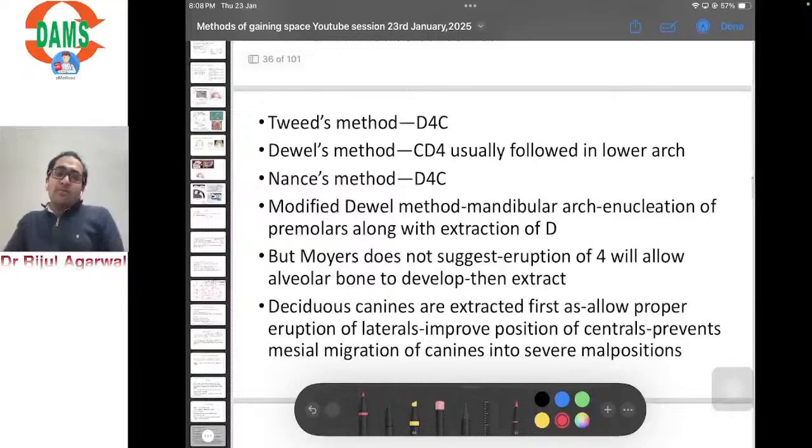There are a few methods advocated by different scientists. First, the Tweed method, which said extraction of D first, followed by the first permanent premolar, followed by C. Dewey's method, which he usually followed in the lower arch, had the extraction pattern CD4. Nance's method was similar to Tweed's, D4C. The important one is modified Dewey's method, in which he used to do the enucleation of the premolar along with the extraction of D.